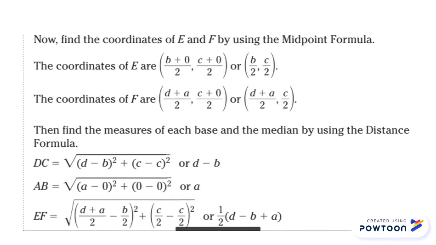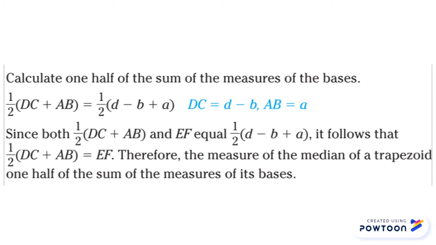In order to find the median, they took the midpoints of the two sides, and then they took the top, the bottom, and the median, and they used the distance formula in order to find the length of all three of them. Now that we know the length of these three, we can add the two bases together and then divide by 2 and see if it is equal to the length of the median, and in this case it is.